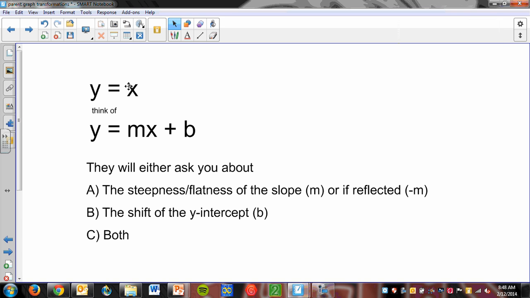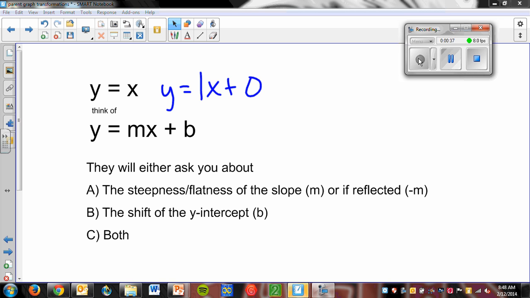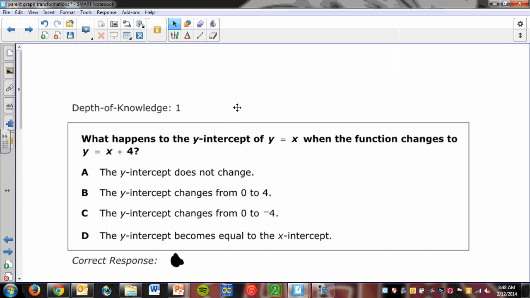So when they give us a y equals x problem, you got to think of it as y equals mx plus b. So it would look something like this: y equals 1x plus 0, mx plus b. Because they're either going to ask you about the change in slope here or the change in y-intercept. And if they ask you about the change in y-intercept, they could also say which way the graph shifts, because if you change your intercept, it could go up and down. So this is what the EOI questions are going to look like.